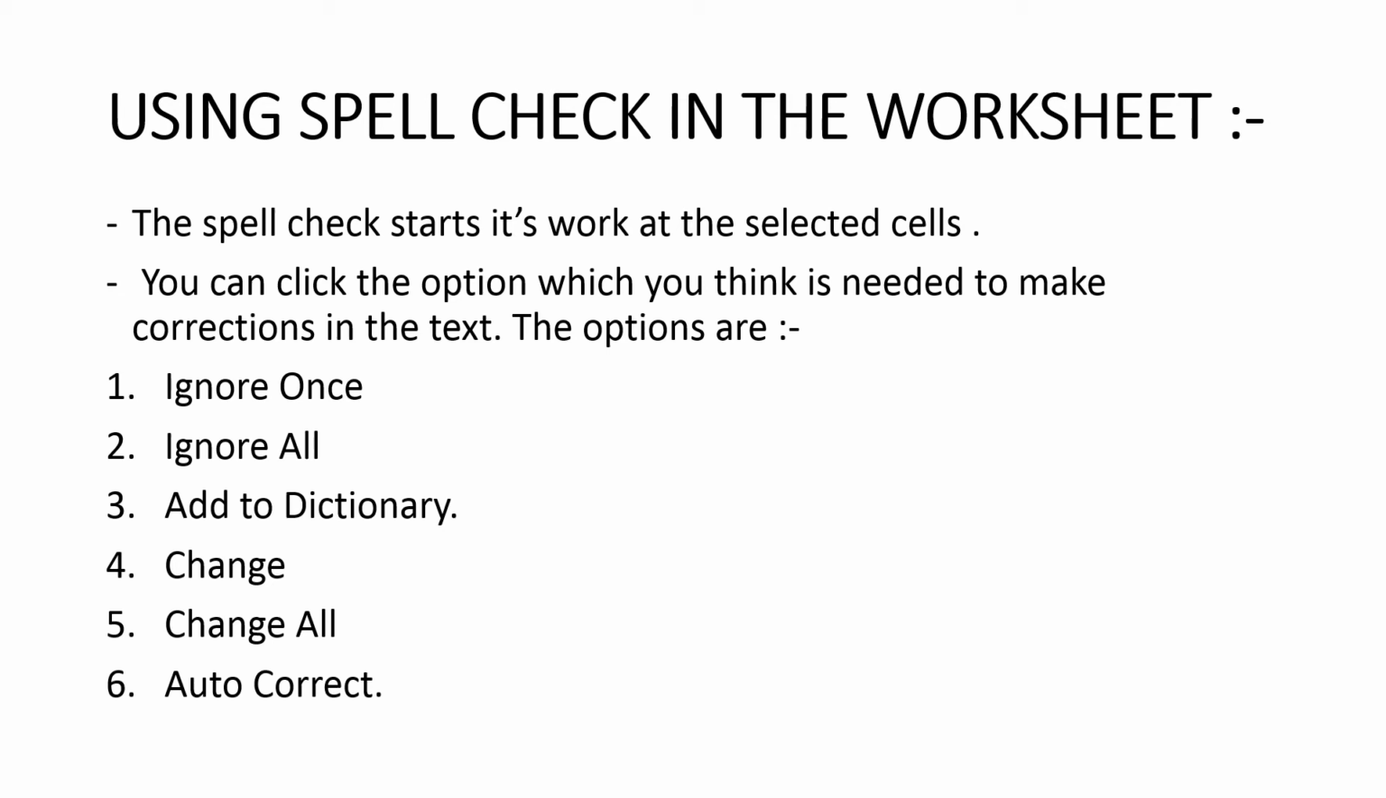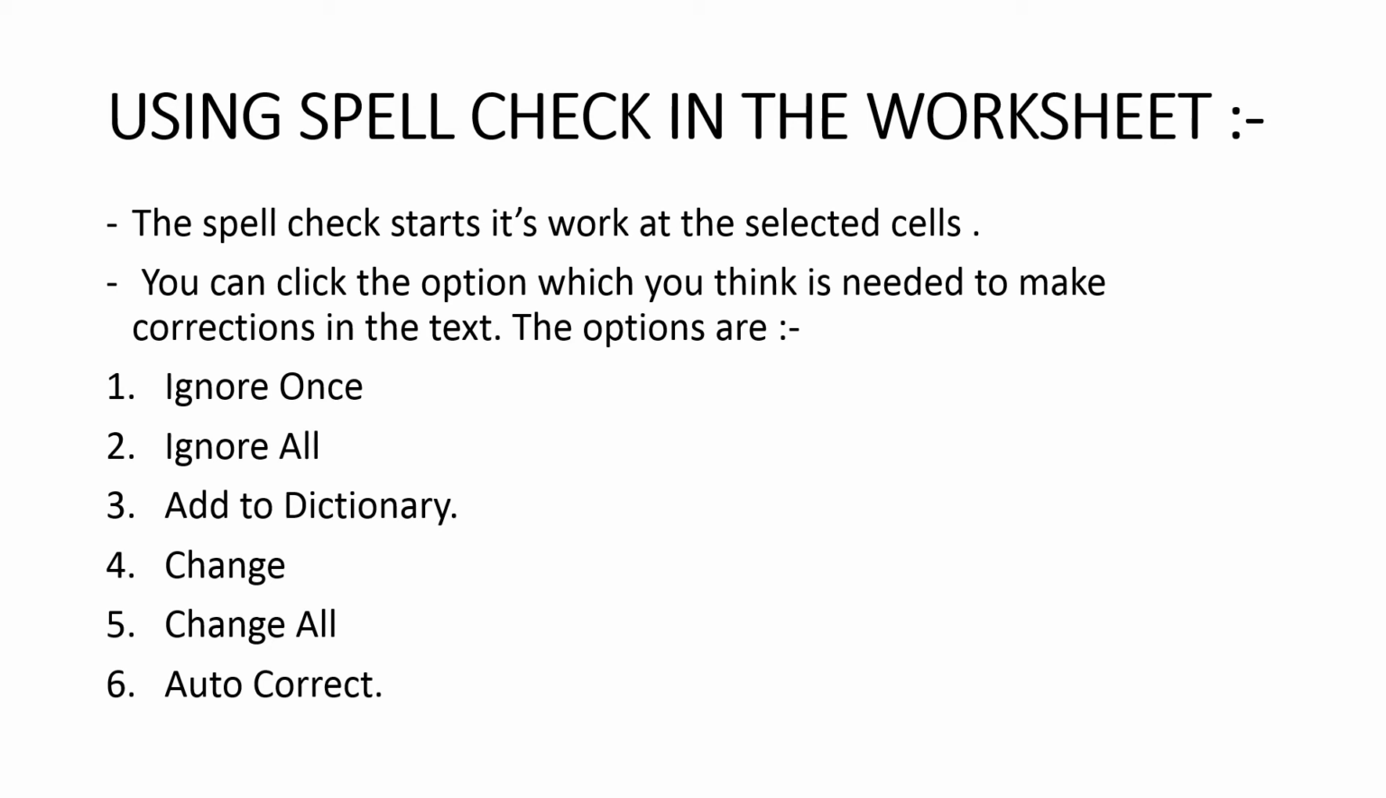Fine. Then next is change. This button is used to change the incorrectly spelled word with one of the words suggested in the suggestions list. Okay? When you are unsure of the spelling, you can use the change option to change the incorrectly spelled word with one of the words. There will also be suggestions for that word.